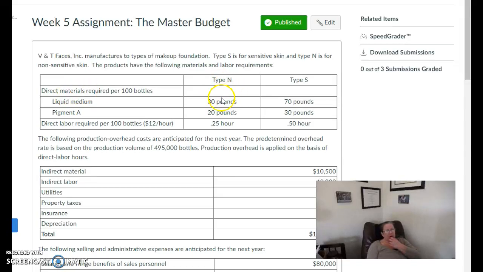For type N, you have liquid medium, and this is direct materials required per 100 bottles. Liquid medium, you have 30 pounds, and then for type S, you have 70 pounds. And then for pigment A, it's 20 pounds under type N and 30 pounds for type S. Now, the assignment actually left off the price per pound for the liquid medium and the pigment A, and we'll be getting that fixed. But for now, I just want to make sure everyone is aware.